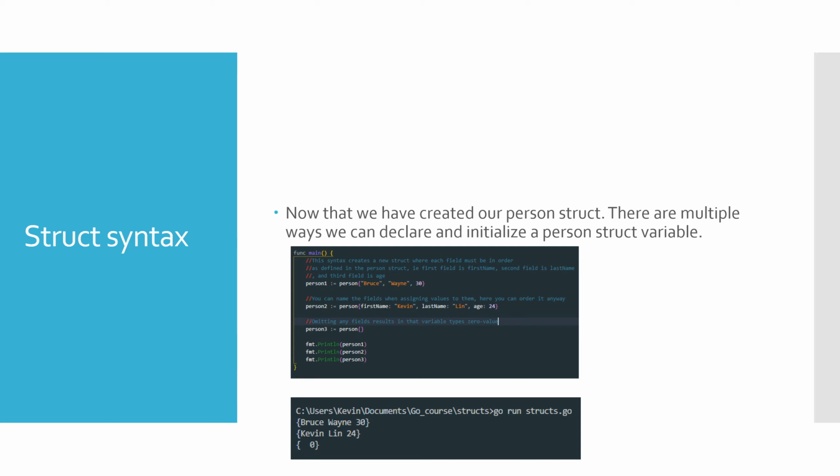And then another way you can do it is like this, where you just leave it empty inside the curly braces. And you can leave as many fields of the struct empty, as it says up here. Omitting any fields results in that variable type's 0 value.